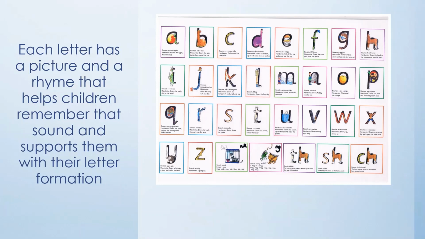So here are the set one sounds. We can see that each letter has a picture and a rhyme, and this helps the children remember the sound and supports them with their letter formation. So here we can see we've got the "a" sound, and it has an apple as its picture. It helps children remember that apple has the "a" sound in it. And it also has the rhyme: around the apple and down the leaf. When we teach the children to write the letter, we say that rhyme. So the children get used to forming that letter correctly.